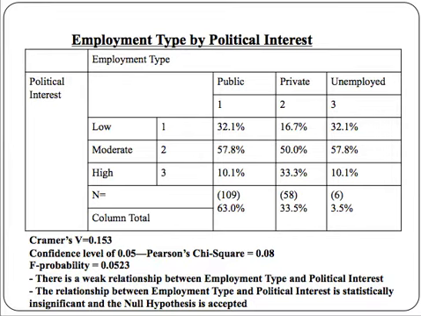With reference to ANOVA, an F probability score of 0.0523 was attained, indicating that there is no statistically significant difference in the means at the 0.05 level. In sum, there is no difference in the population employed in the public sector, private sector, or unemployed.